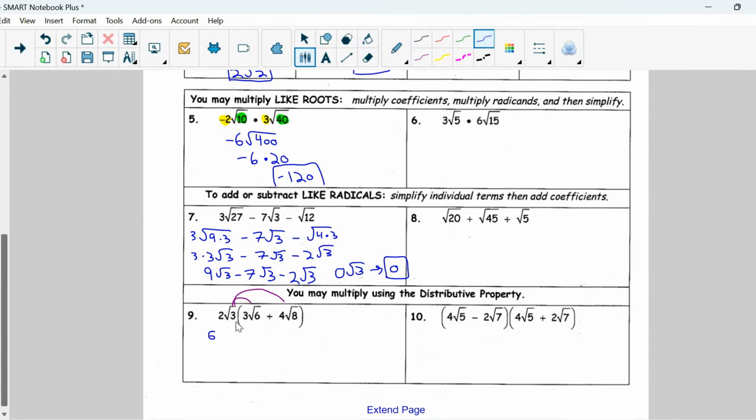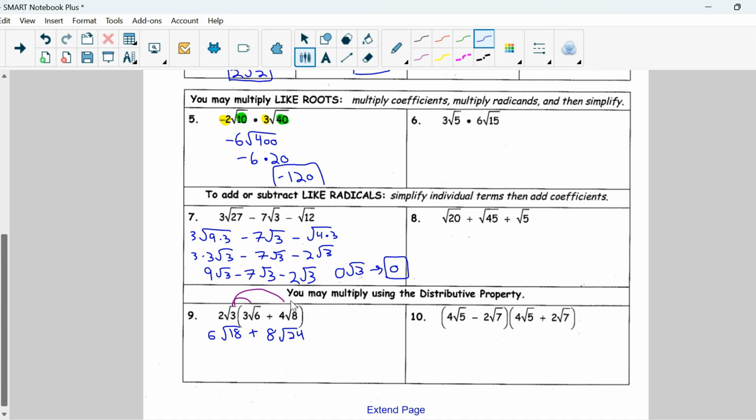Square root of 3 times the square root of 6. So just 3 times 6 gives me 18. Plus, go ahead and multiply our coefficients. We have 2 times 4, which just gives me 8. Square root of 3 times square root of 8, which is the square root of 24.